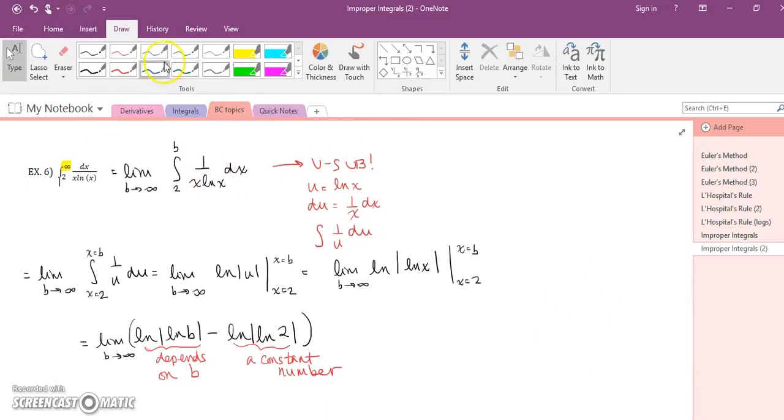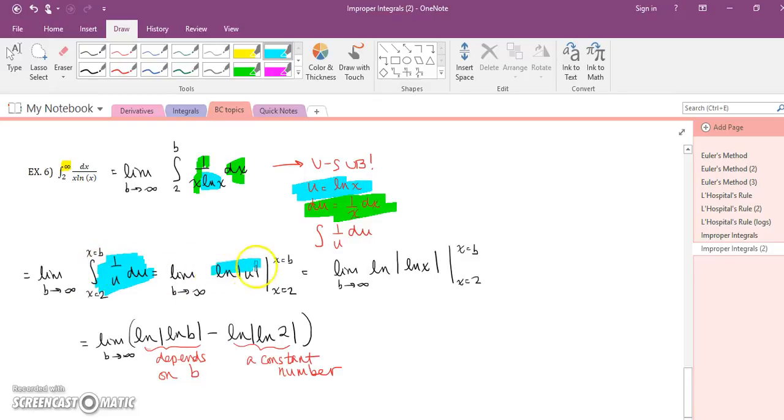I let u be natural log of x. And then du is 1 over x, which I have right here, dx. And again, notice what I did right here is I rewrote it all in terms of u, 1 over u du. These are still in x talk. I did an antiderivative, which is natural log of u. These are still in x talk. In order to plug in my x limits of integration, I go and I take my u and I replace it with the x talk version.